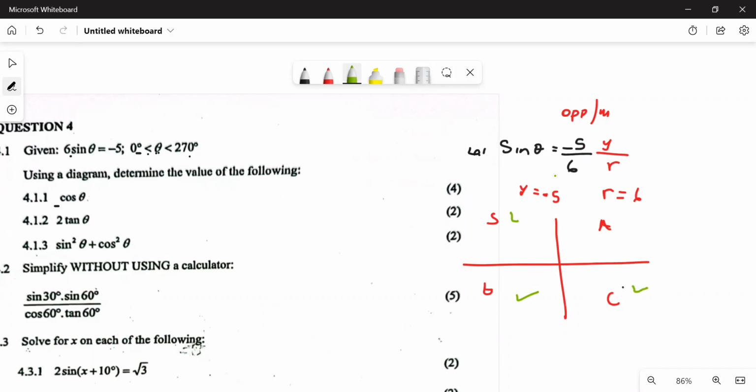But look at the following. This is what they said. They said theta is going to be between 0 and 270. So in other words, theta cannot go to the fourth quadrant. Can you see that? Now, if theta cannot go to the fourth quadrant, it means you are going to draw your diagram in the third quadrant. So you're going to come and draw your diagram here.